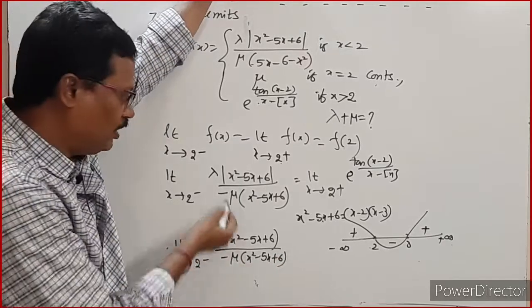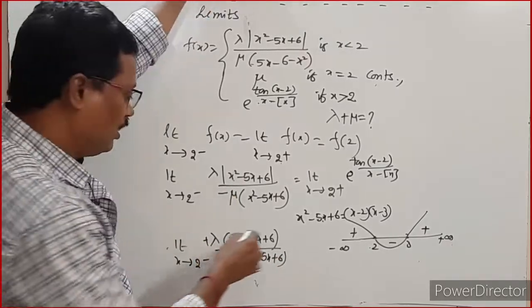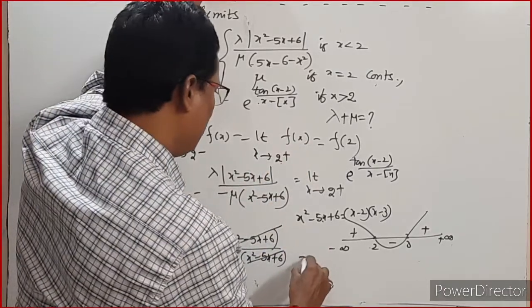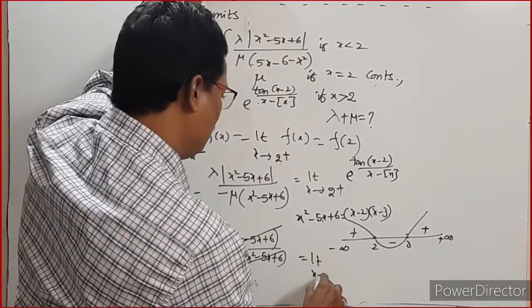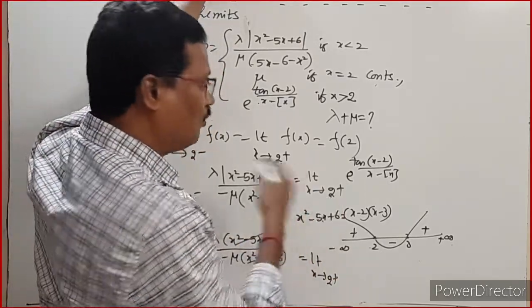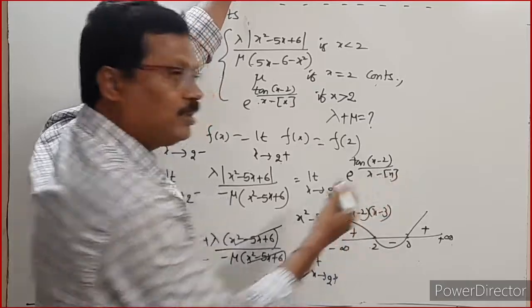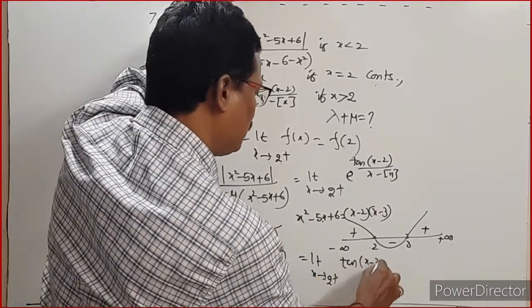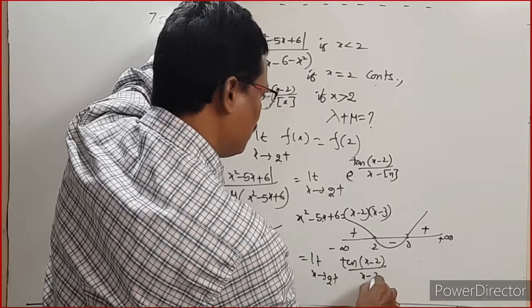Now here lambda, this modulus is eliminated, that's why these two will be cancelled. And in this right side limit, limit x tending to 2 plus, x is just more than 2, therefore the step x will be 2. Therefore that is e power tan of x minus 2 by x minus 2.